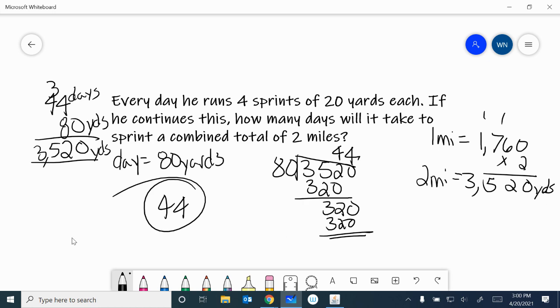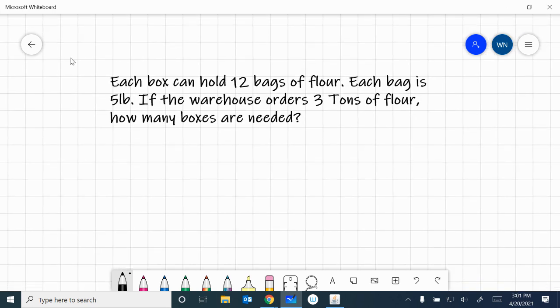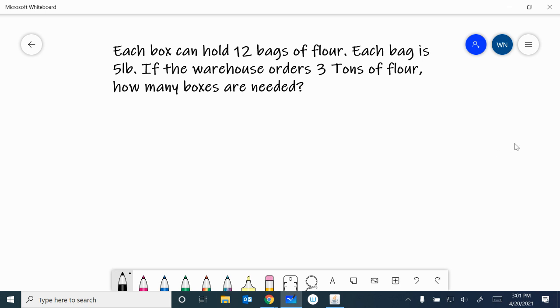These are definitely multi-step problems, but I know you can do it. Go ahead and work on this second one. Each box can hold 12 bags of flour. Each bag is 5 pounds. If the warehouse orders 3 tons of flour, how many boxes are needed?